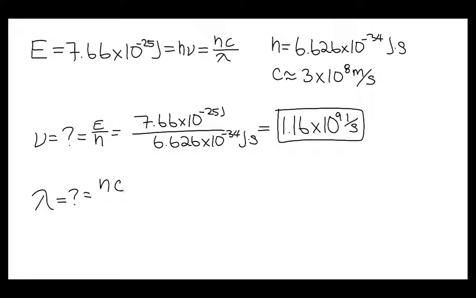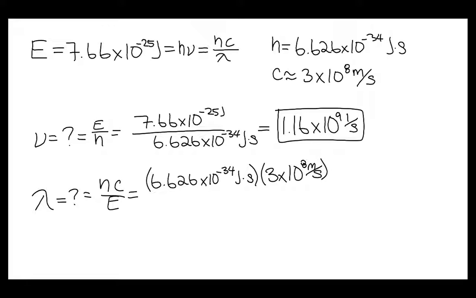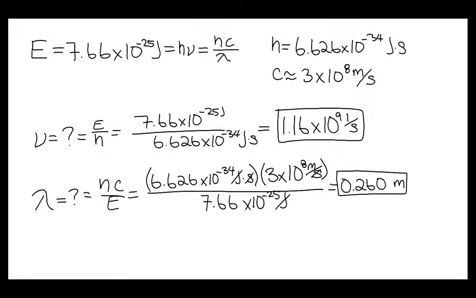To calculate the wavelength of light, we'll use the equation lambda is equal to hc over E, which then comes out to being 6.626 times 10 to the negative 34 joule seconds, times 3 times 10 to the 8th meters per second over 7.66 times 10 to the negative 25 joules. And so we can see that the seconds and the joules cancel out, and so the wavelength of light that we will have is 0.260 meters.